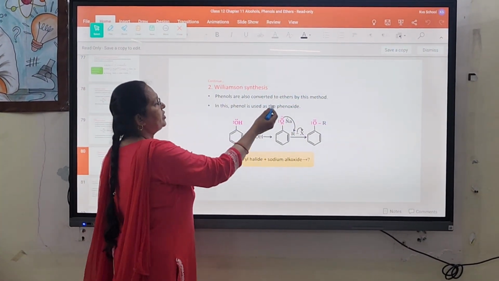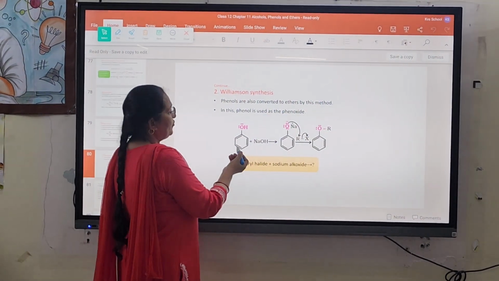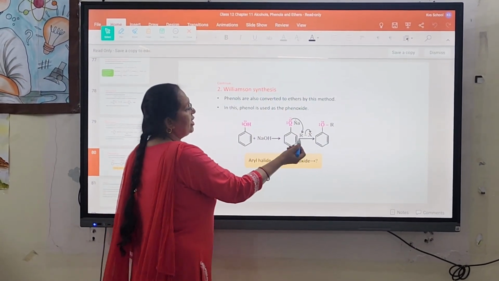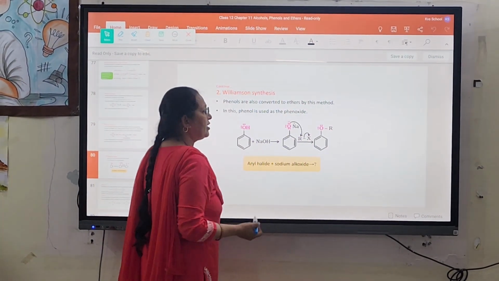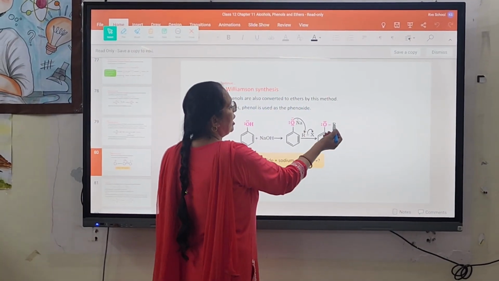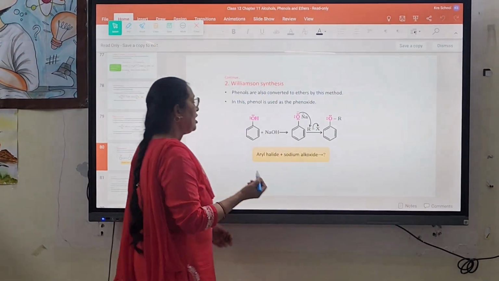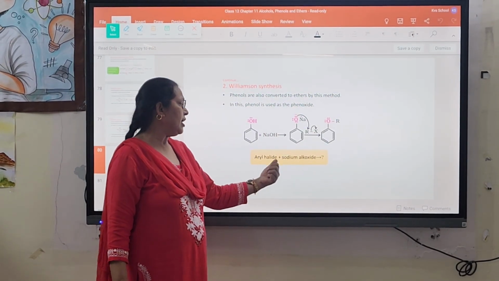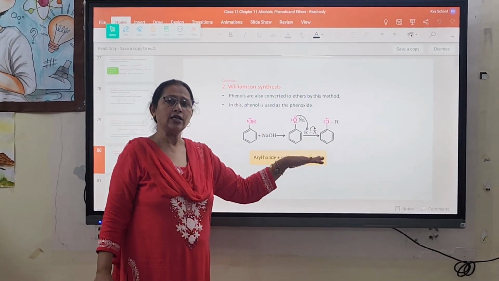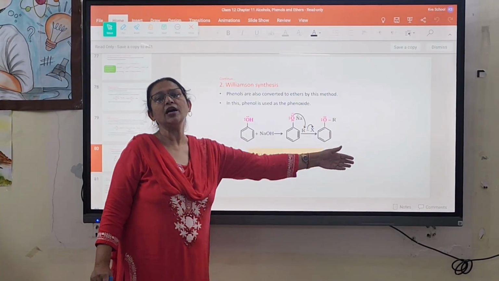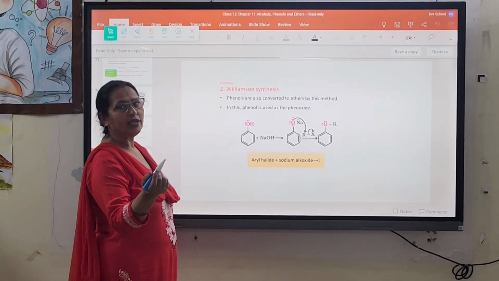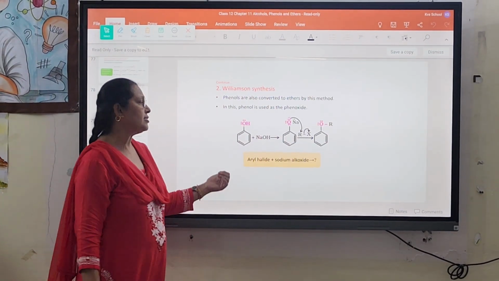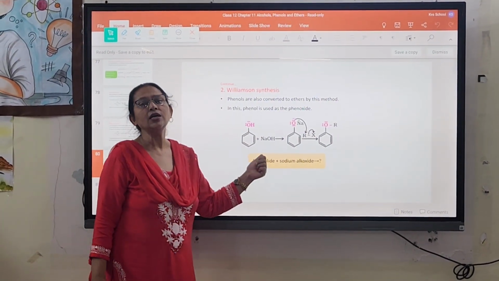Phenols are also converted to the ether by this method. Phenol reacts with the NaOH, gives the sodium phenoxide, and when it reacts with the alkyl halide, gives the alkyl phenyl ether. Can you guess, if we take aryl halide and react with the sodium alkoxide, can this reaction give the ethers? You can guess. The answer is no. Ether is not formed because the elimination competes over the substitution.